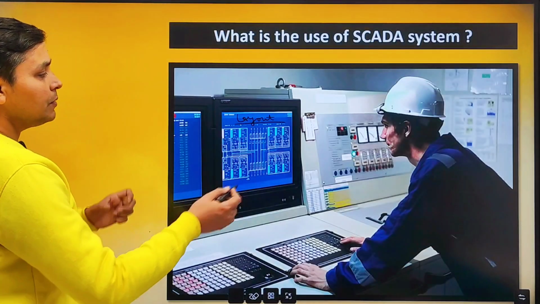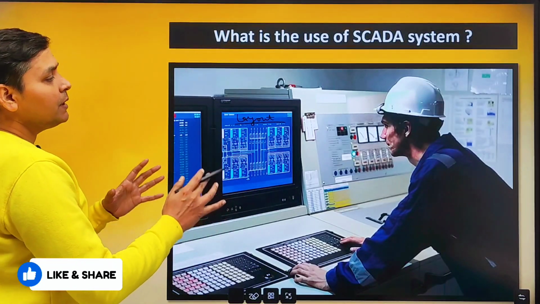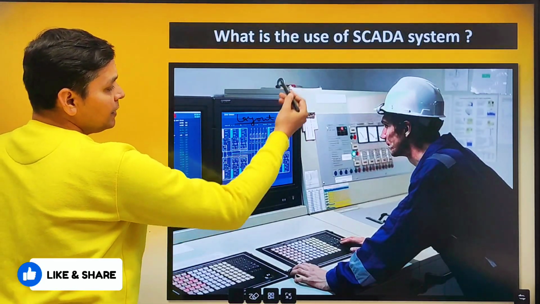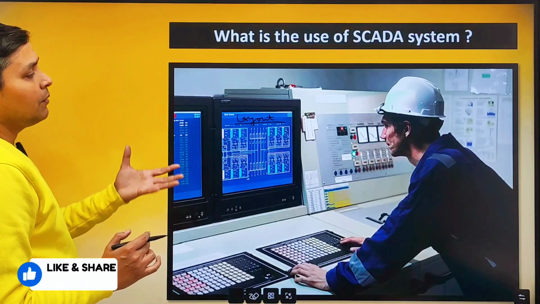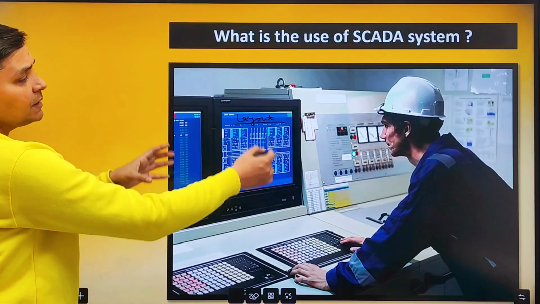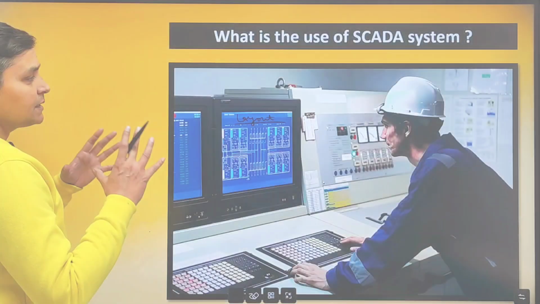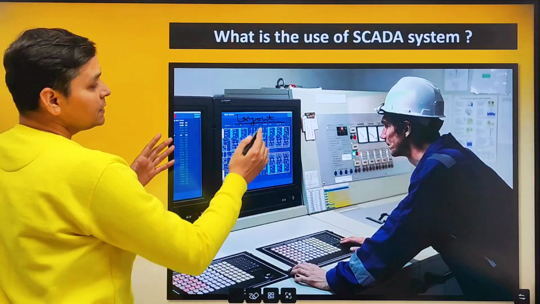From SCADA, you can see pressure, temperature, level, flow, etc. in real time. And apart from this, you can control a valve or a motor from this screen also. And SCADA system is also helpful in safety.